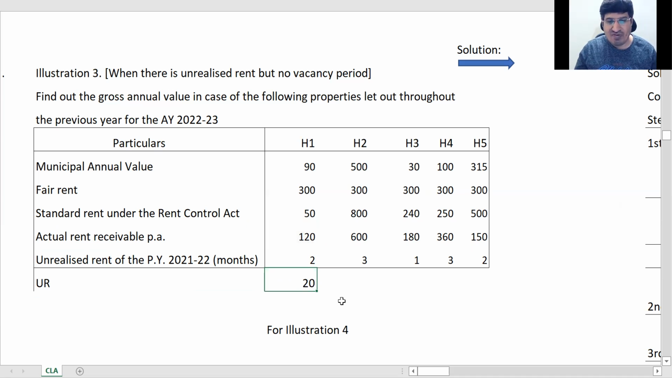Now calculate for all 5 and just tell me whether these figures match, the figures I have put here. You just calculate and tell me whether the figures are matching.